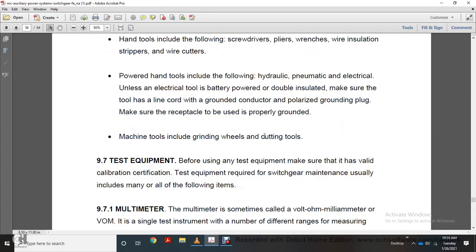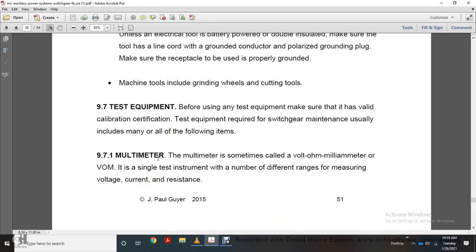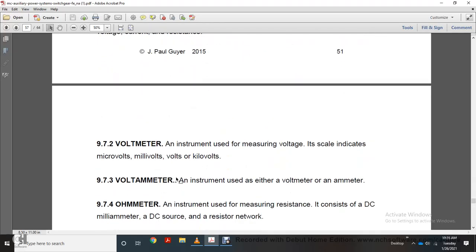Test equipment. Before using any test equipment, make sure that it is calibrated. Certification. Test equipment used for switchgear maintenance usually includes many or all of the following items. Multimeter, sometimes called a volt-milliammeter, measures voltage. The multimeter is a single test instrument that has different ranges for measuring voltage, current, and resistance.